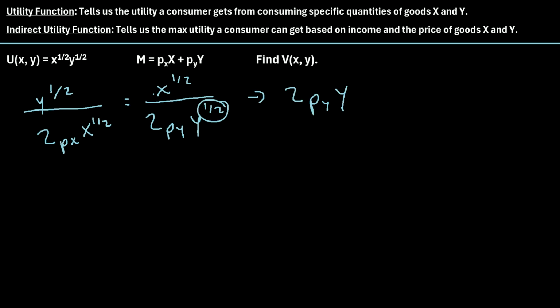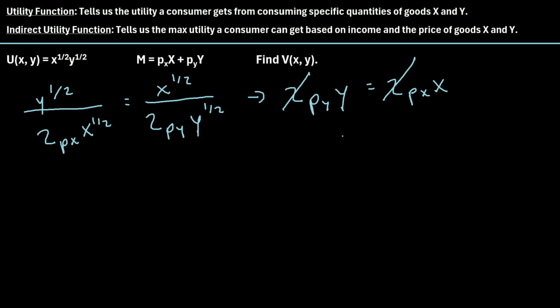So when we multiply this Y to the 1/2 times this Y to the 1/2, we just get Y to the first power right here. And that will be equal to 2 times the price of X times X. So we want to solve for X and Y. So we'll notice that these 2's cancel out on both sides.